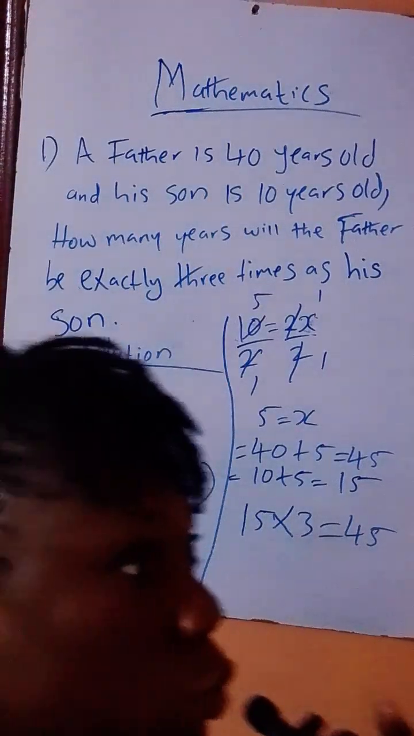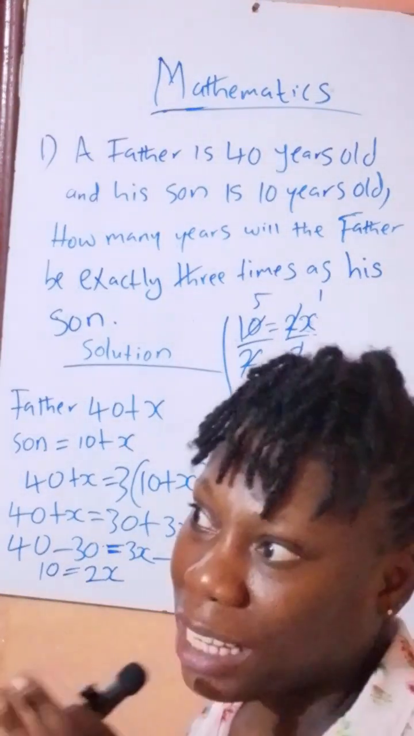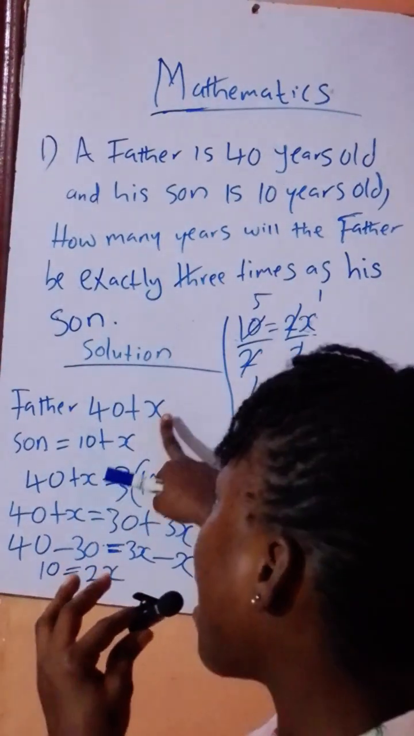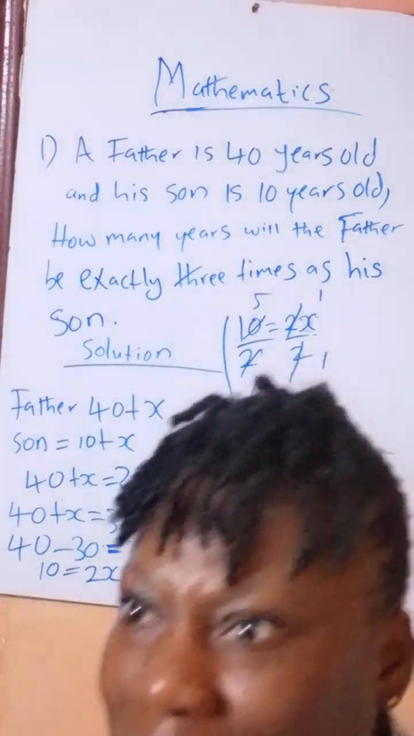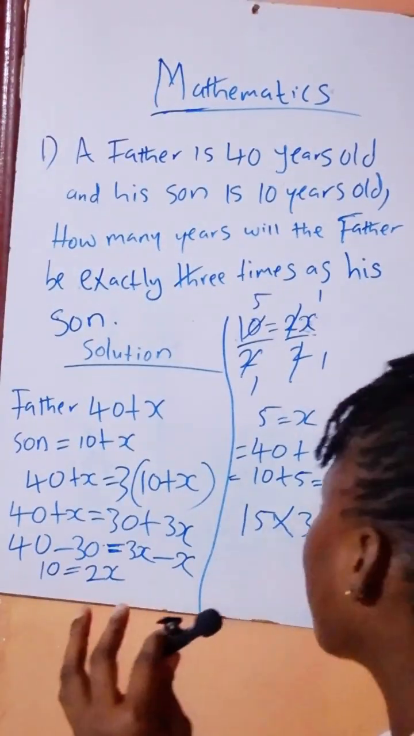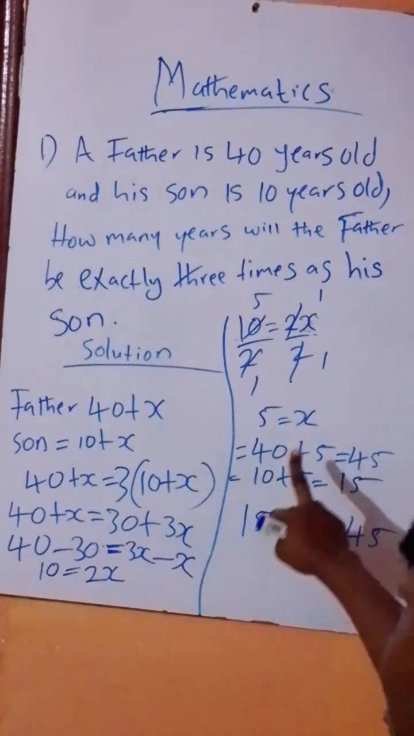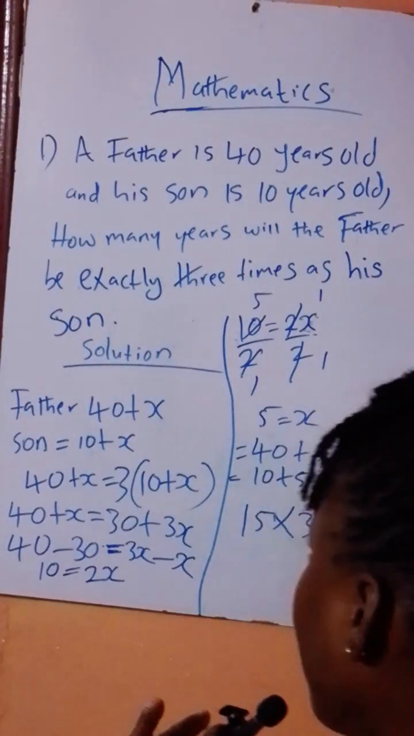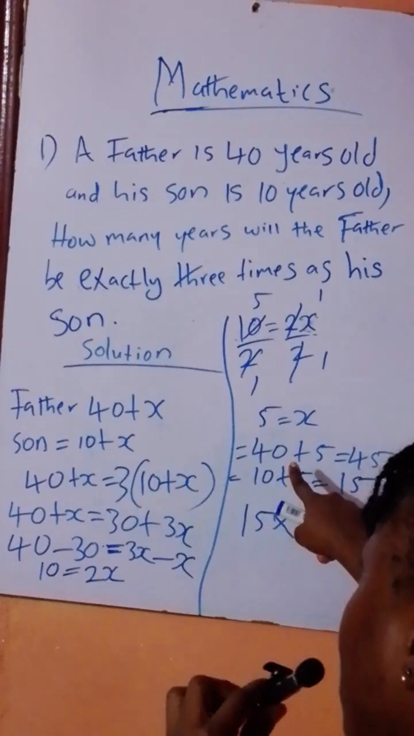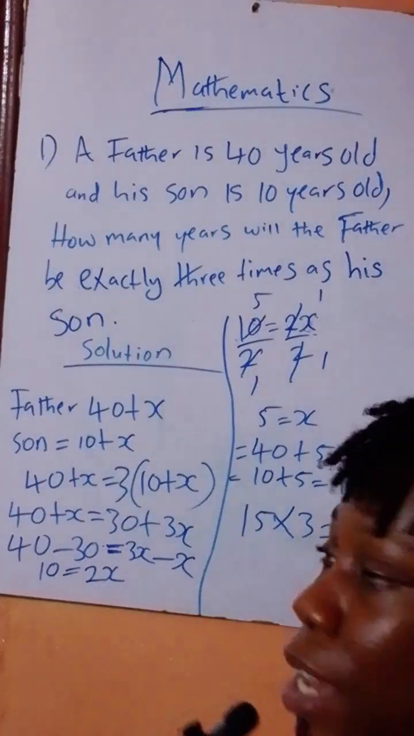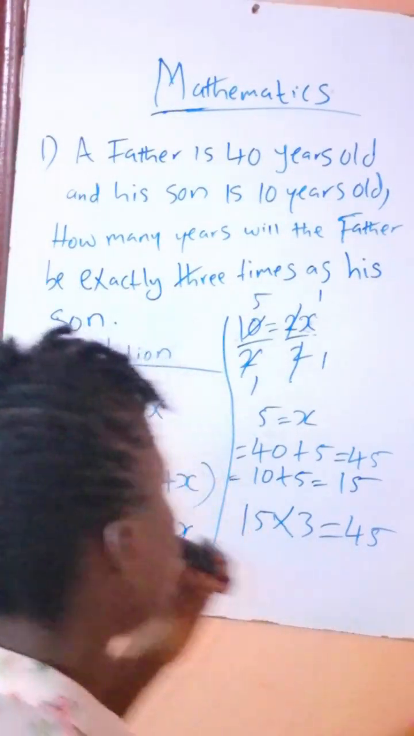10 divided by 2 is going to give us 5. That means we are left with 5s. That means our s is 5. So we have gotten our years we did not know. That means in 5 years, the father is 45, and in 5 years, the son is 15.